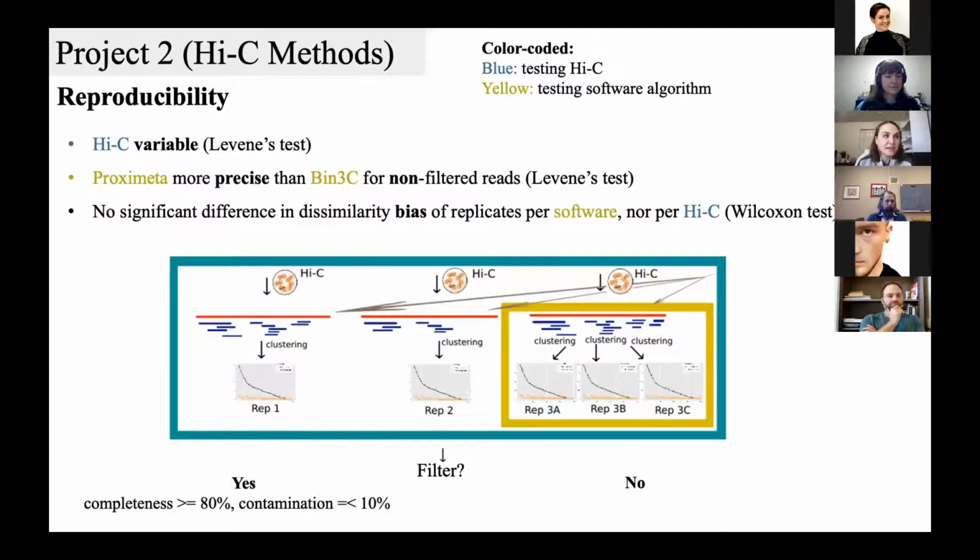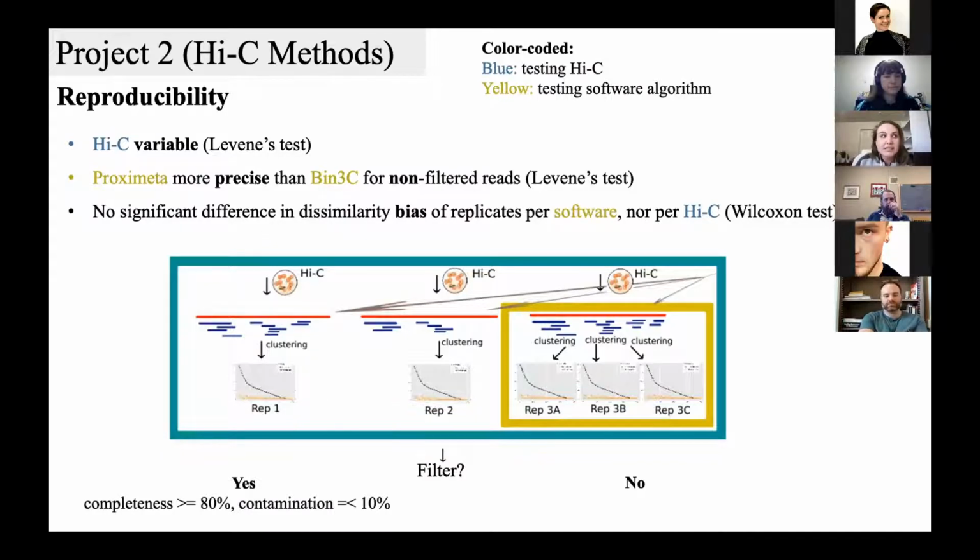And what I discovered is that the Hi-C method is highly variable. Proximeta is more precise than Bin3C for non-filtered reads. What I mean by non-filtered reads is that I use the CheckM criterion after running the software, which uses genome marker genes to create a lineage within the reference genome tree. And I also found there is no significant difference in the dissimilarity bias of replicates per software nor per Hi-C.